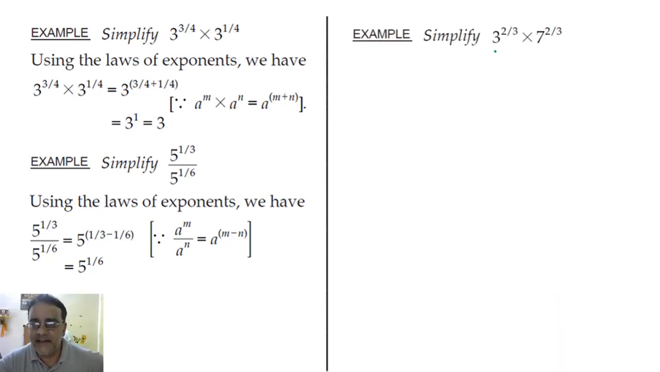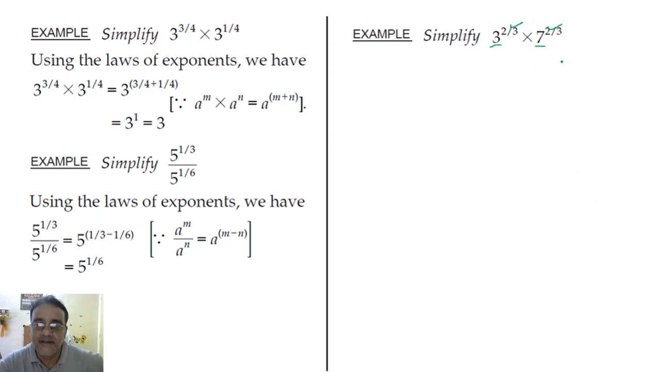Simplify 3 to the power 2/3 into 7 to the power 2/3. So what we are observing, bases are different and powers are same. ठीक है, दोनों का पावर सेम है. So which property we have to use here? Which law? Rohini, which property you have to use?